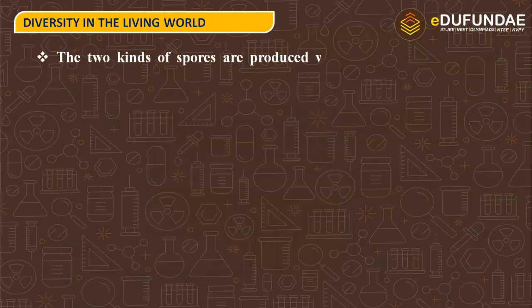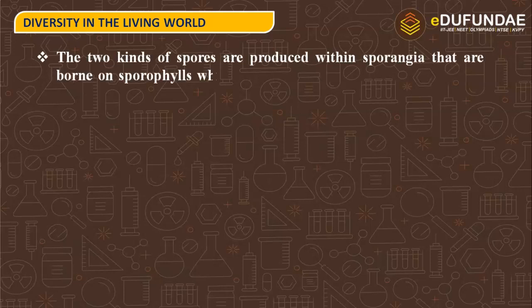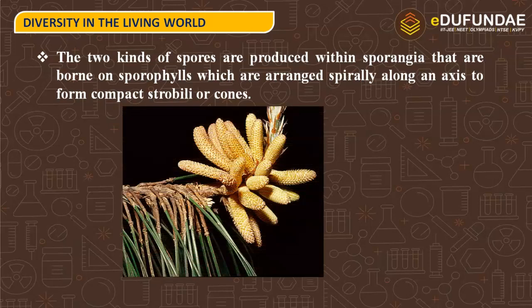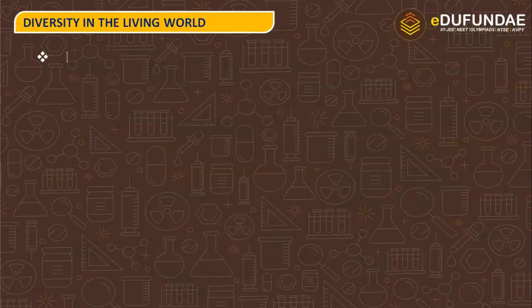The two kinds of spores are produced within the sporangia that are borne on the sporophylls, which are arranged spirally along an axis to form compact strobili or cones. So here we can see the structure of the sporophylls and they are compact structures that are spirally arranged along an axis and they are called strobili, or in common language we call them cones.